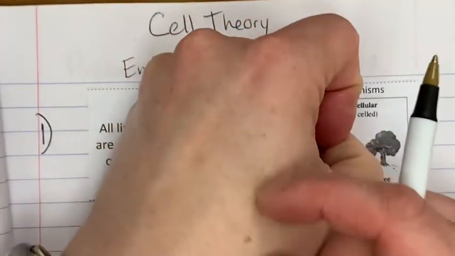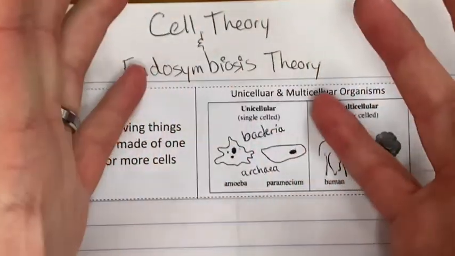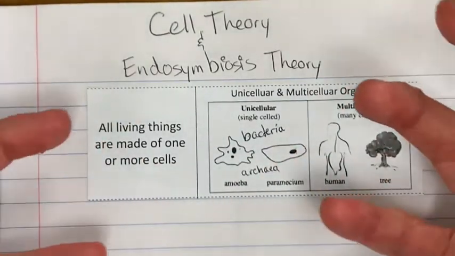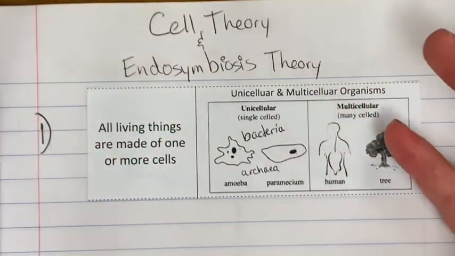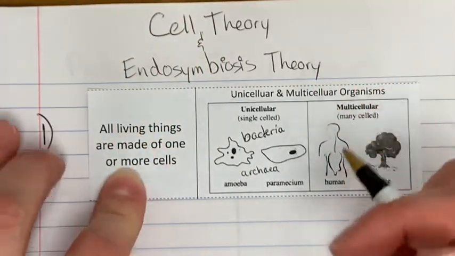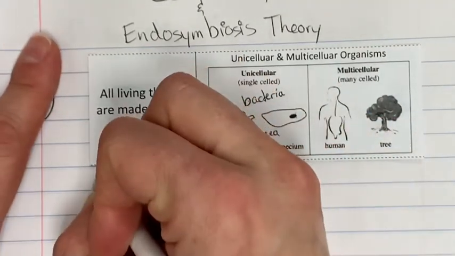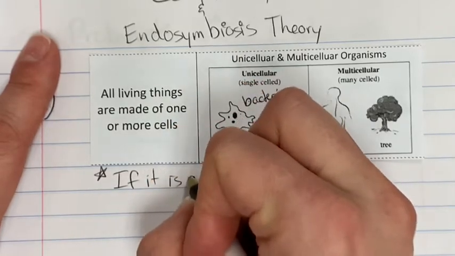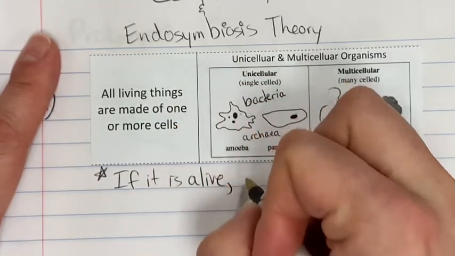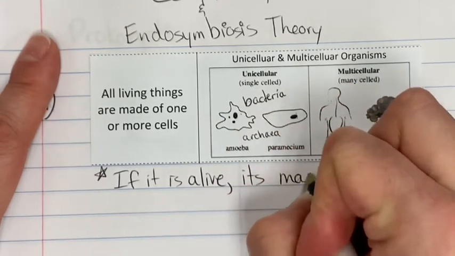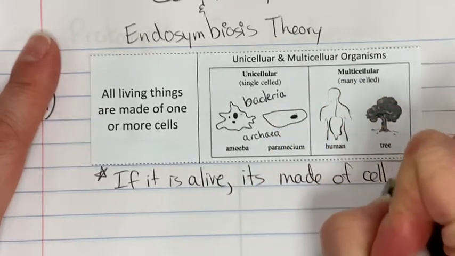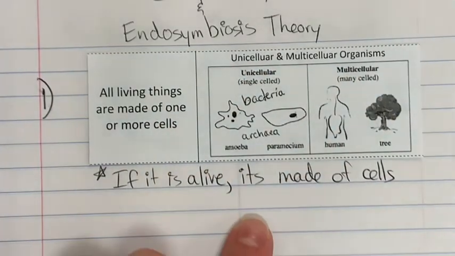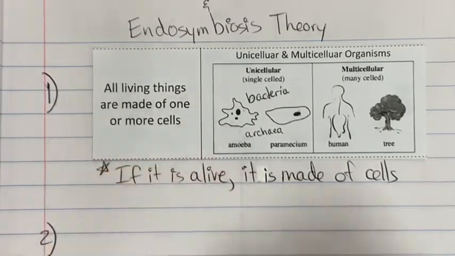If I were to scratch off a piece of my skin and look at it under a microscope, I would find cells. If I were to scratch off a piece of a plant and look under it, zoom in, look under a microscope, I'd find cells. Everything that's alive is made out of cells. All right? So, if it is alive, it's made of cells. That's the first part to the cell theory.